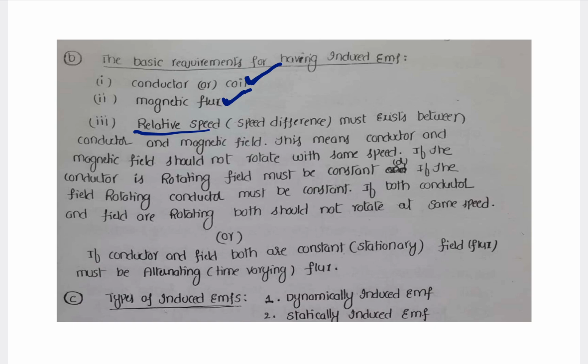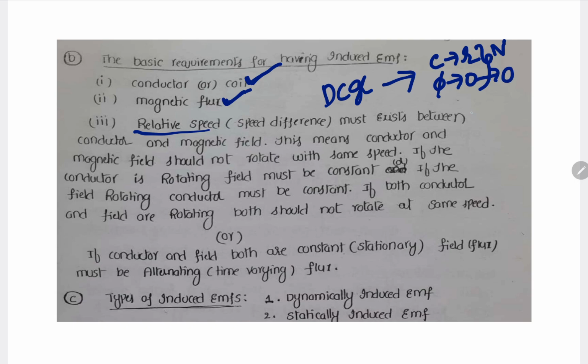If I take a DC generator, in the DC generator the conductor is placed on the armature, so the conductor is rotating and the flux is placed on the stator. Flux will be stationary, which means flux speed is equal to 0. So relative speed is the speed difference. Let us say the conductor is rotating at n speed and flux is rotating at 0 speed. Relative speed is equal to n minus 0. We have some relative speed, so EMF is induced in the conductor. So this is about the DC generator.